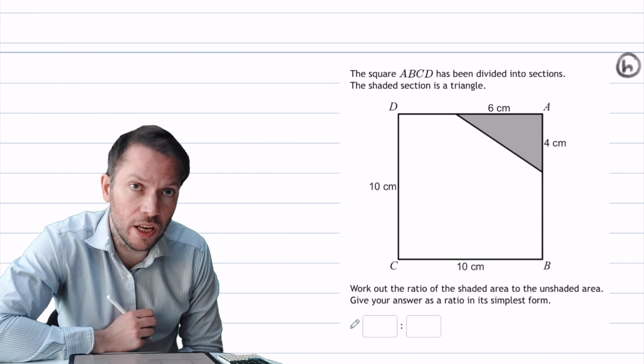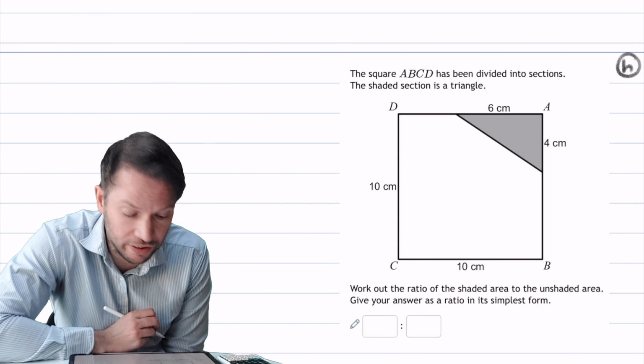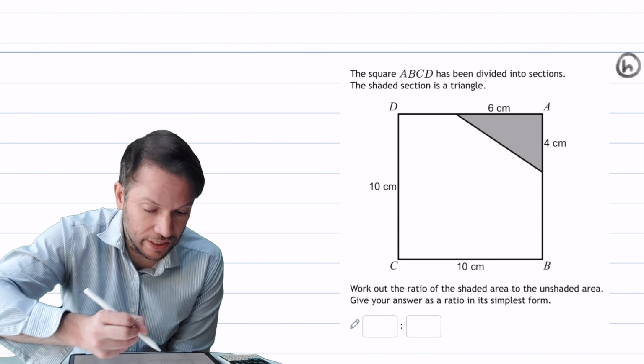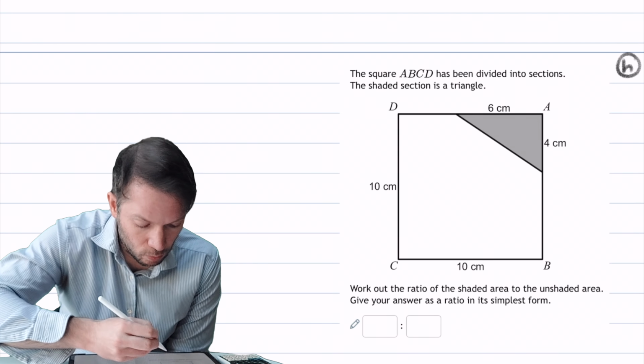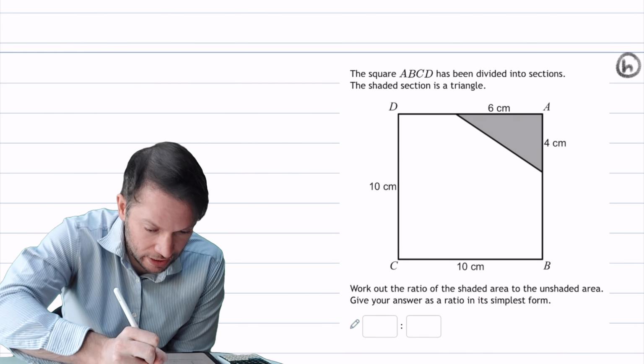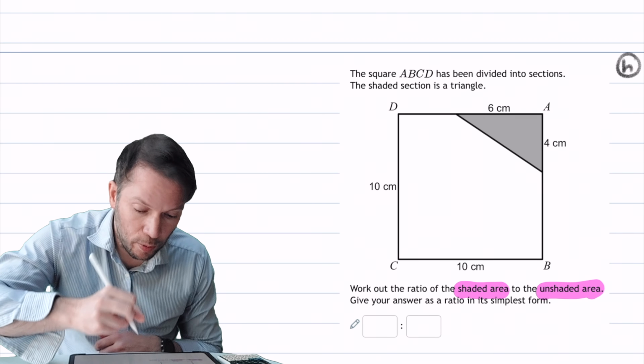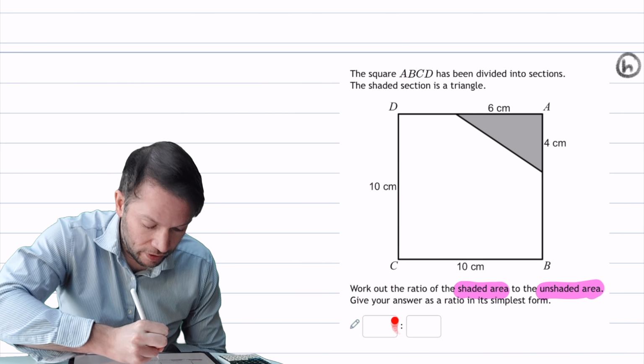In this video, we're going to cover the ratio of areas. So we're told we have a square, it's been divided into sections, and it has this shaded triangle here. Work out the ratio of the shaded area to the unshaded area. Remember, we write a ratio with a colon in the middle.